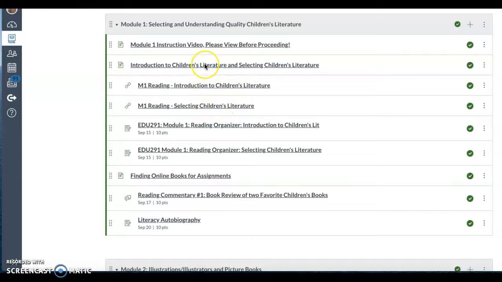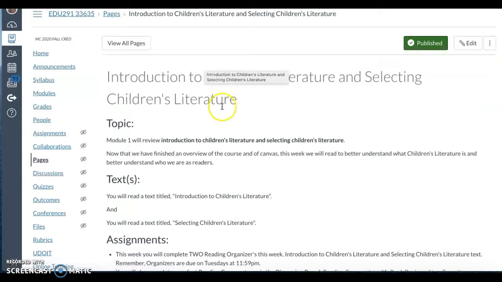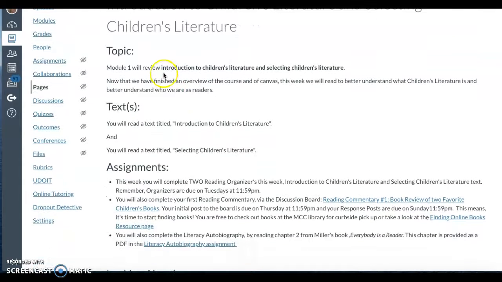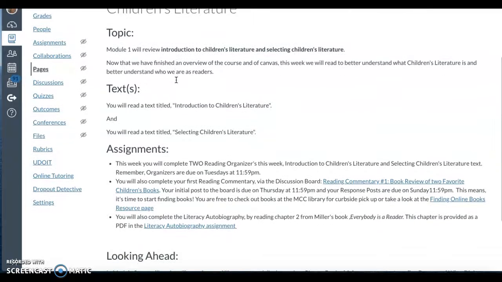Okay, I'm going to click on the Introduction to Children's Literature and Selecting Children's Literature Overview tab just to help us navigate. I recommend coming here at the start of each module or each week of the module to give you an idea of what's coming up. This week, as mentioned, we're doing 2 readings, Introduction and Selecting Children's Literature, to really give us a good overview of what children's literature is and how we can better understand who we are as readers.